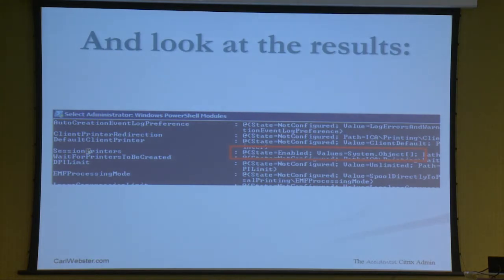So now I run my little script, and I see session printers. Okay, this is now enabled, but what the heck is this values equal System.Object brackets? And why is everything else value, but session printers is values? I thought everything in PowerShell was supposed to be singular. Okay, so what do I do now?